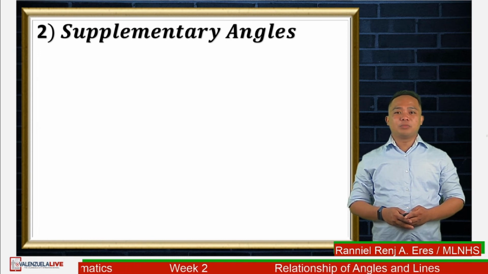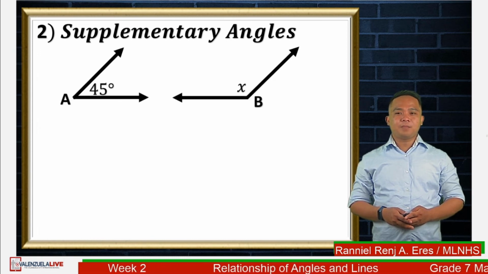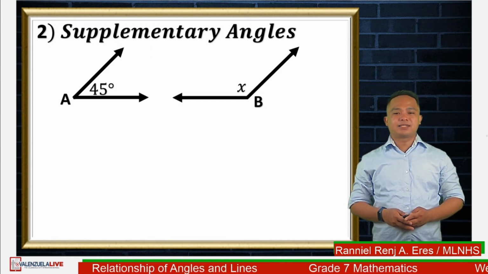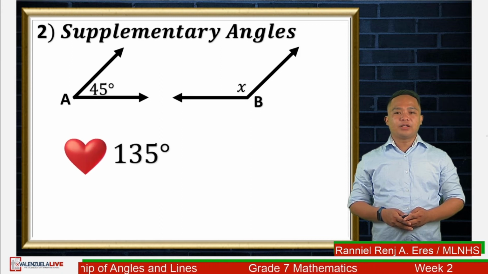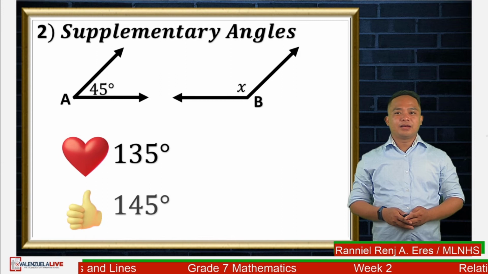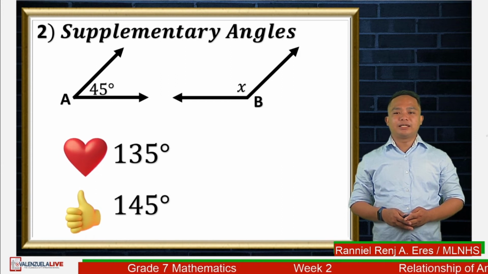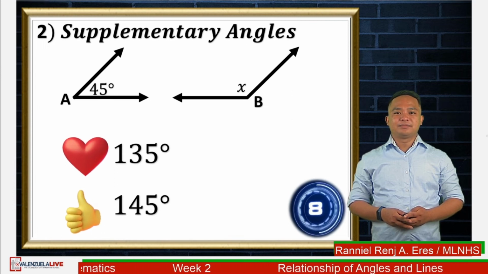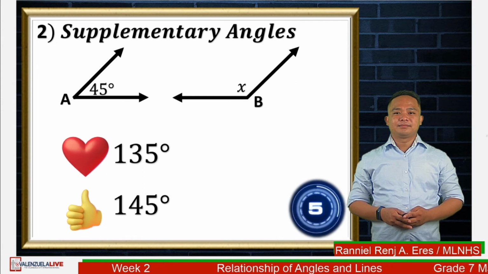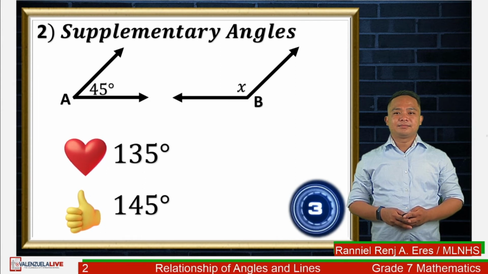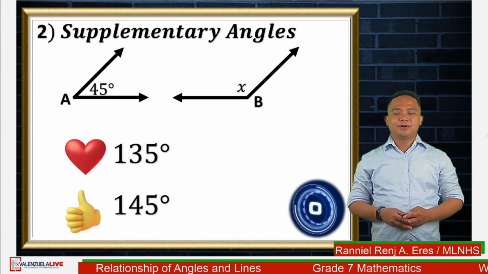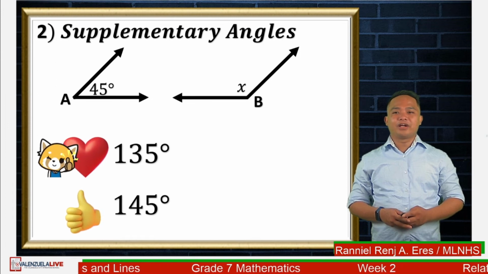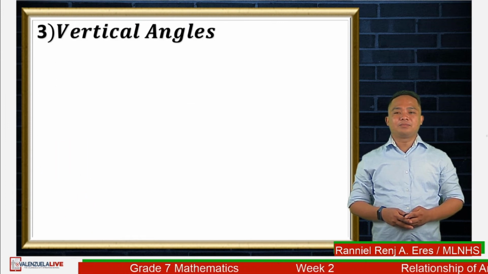Next, number 2. The angles are said to be supplementary angles. We have angle A, which is equal to 45 degrees, and angle B, which is x. For heart, we have 135 degrees, and for thumbs up, we have 145 degrees. Again, let's solve for the value of x. You have 10 seconds to answer. Okay, time's up. So the correct answer is heart. Very good.